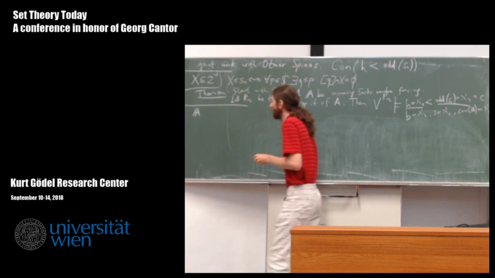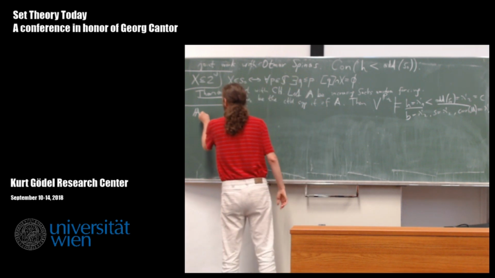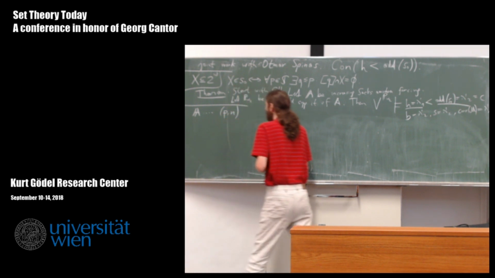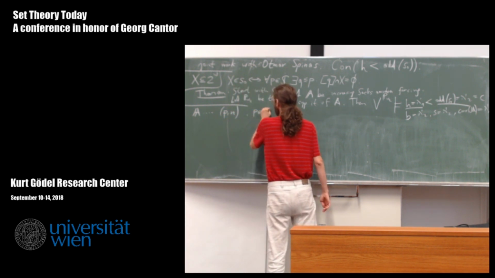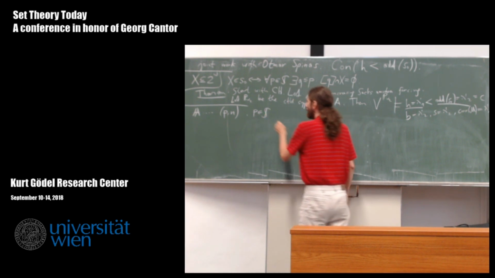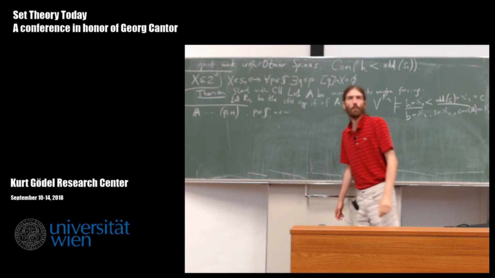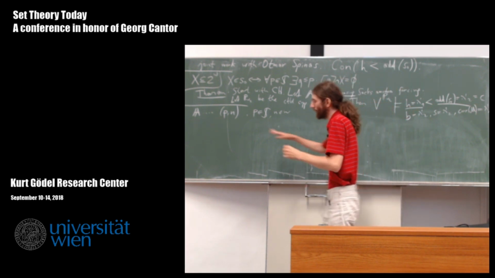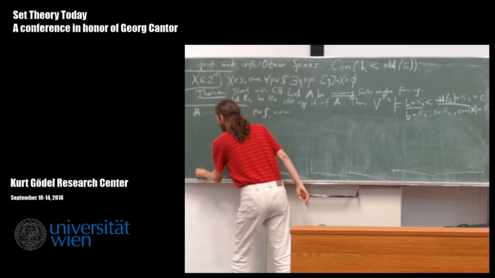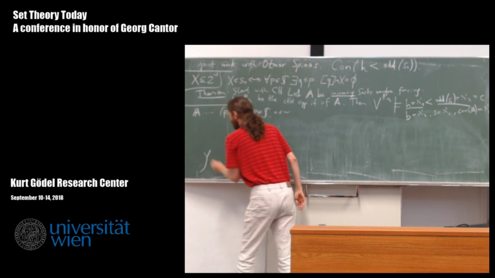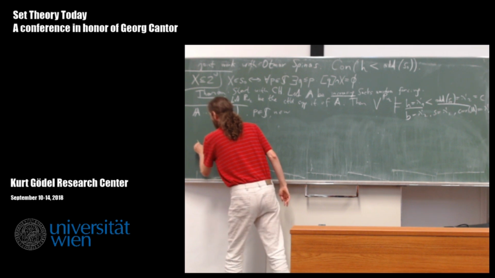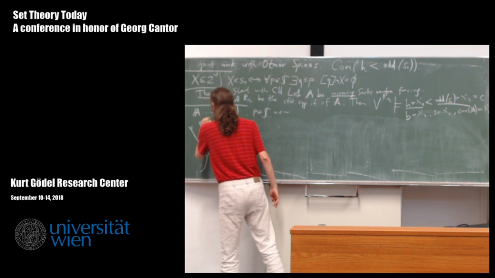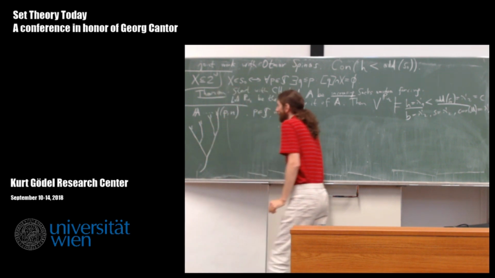The definition of the forcing is as follows. A consists of conditions (P, n), where P is a perfect tree, a condition in Sacks forcing, and n is a natural number, with, in addition, increasing properties. Let me just draw a picture. P could look like this. It starts here with the first splitting, then there's the next splitting, and so on.